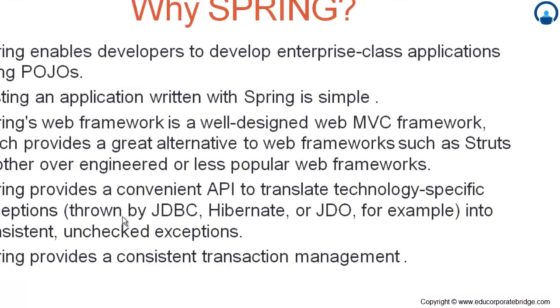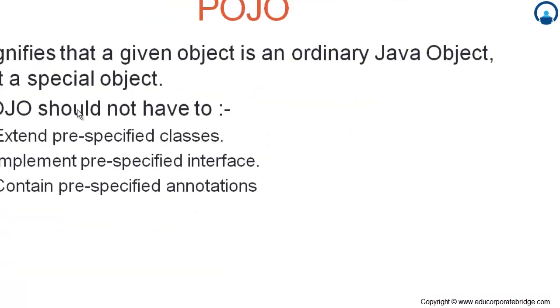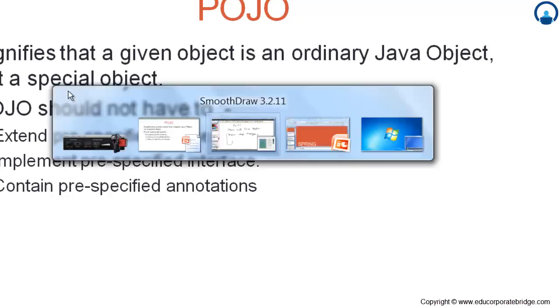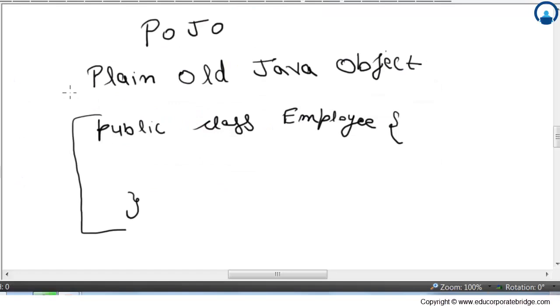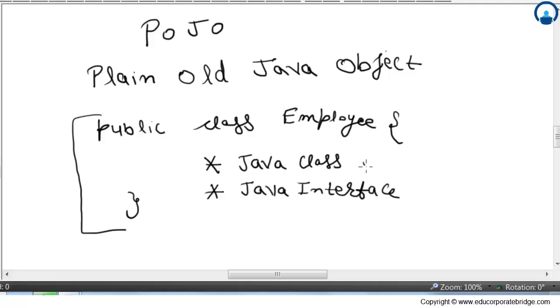If we go by the definition of POJO, it says a POJO basically signifies that the given object is an ordinary Java object and it is not a special object. Basically a POJO doesn't have to go through all the lifecycle methods and all. The conditions of POJO are: it should not extend any Java class, and it should not implement any Java interface. So this is basically a simple object in Java.